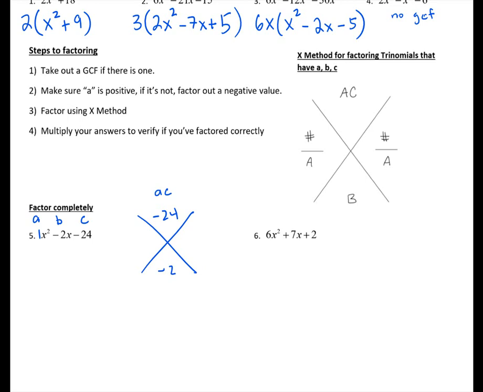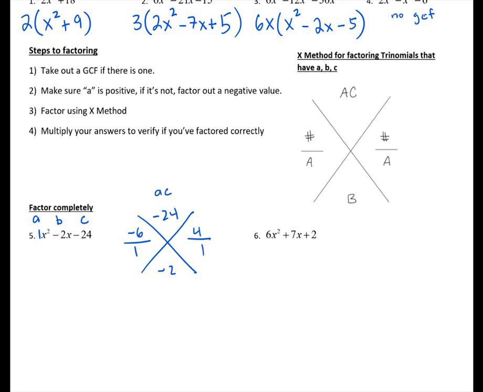Okay, so for example, -6 and 4. If I multiply -6 and 4, I get -24. But if I add them, it'll give me the -2. So I know that I've found the two correct numbers. After you've found the two correct numbers, you're going to divide them by whatever A is. A is 1 in this case. Now, you want to reduce these fractions if you can. In this case, there's nothing to reduce.